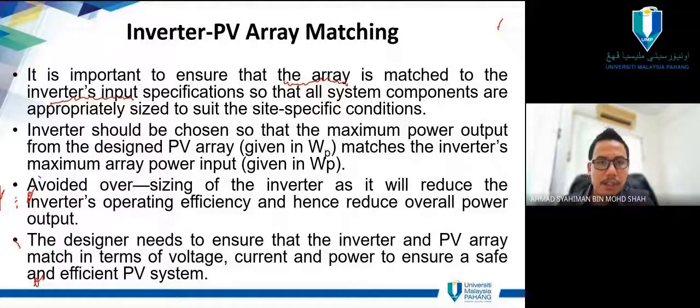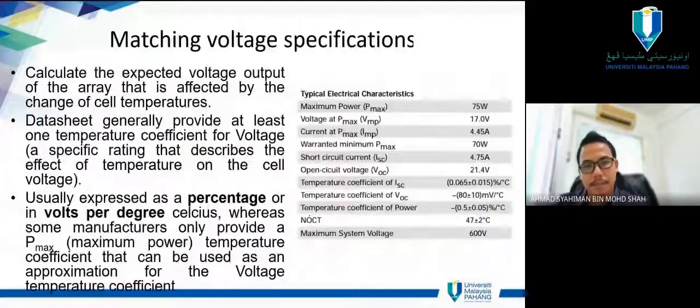The inverter should be chosen so that the maximum power output from the design PV array matches the inverter's maximum array power input. Then avoid oversizing; we want to avoid oversizing of the inverter. The designer needs to ensure that the inverter and PV array match in terms of voltage, current, and power to ensure a safe and efficient PV system.